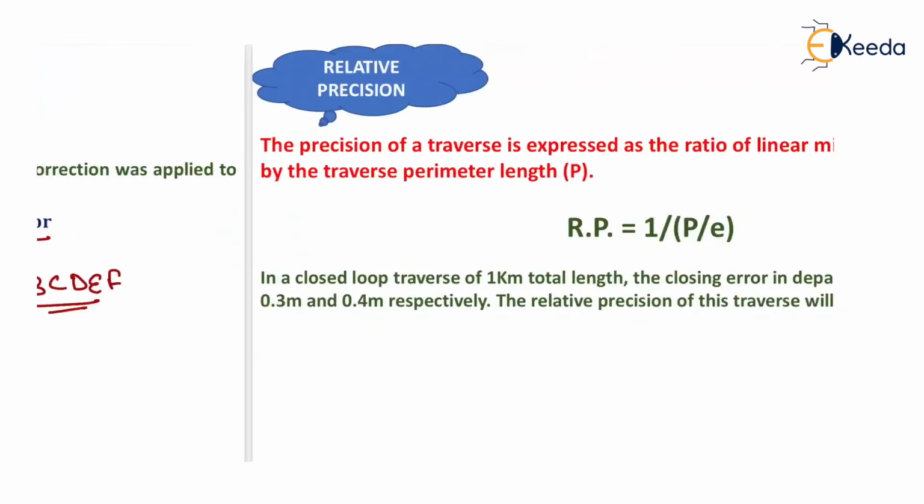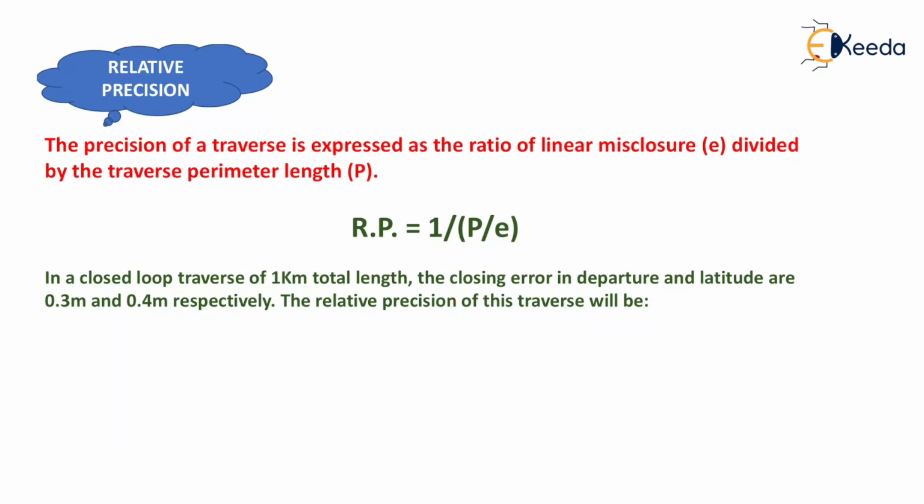Now we can move to the next topic, that is relative precision. Now the precision of a traverse is expressed as the ratio of linear misclosure, that is closing error E, divided by the traverse perimeter length, that is capital P. Now we will find the ratio of E by P, but this ratio is very small, so we have to represent this by fraction. So we will write relative precision as 1 by P by E.